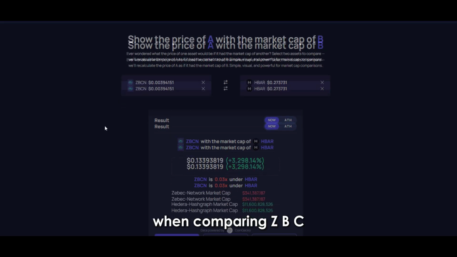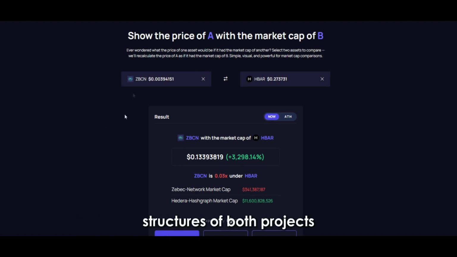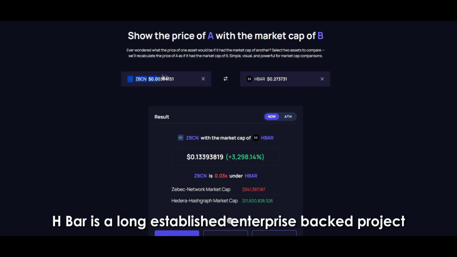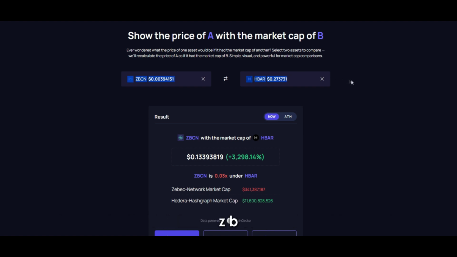When comparing ZBCN and HBAR, it's important to first note that the foundational structures of both projects are built on significantly different architectures. HBAR is a long-established, enterprise-backed project known for its high transaction speeds and low costs. ZBCN, on the other hand, is a newer, more potential-driven project still in its development phase.